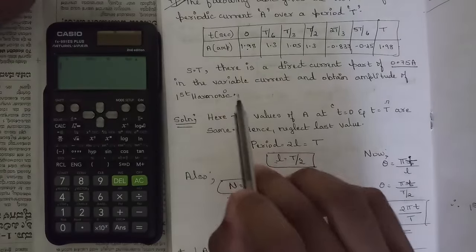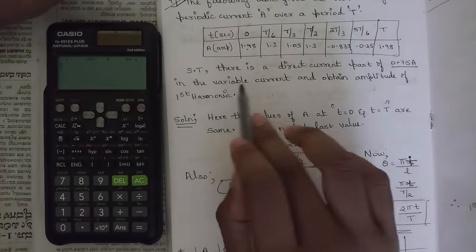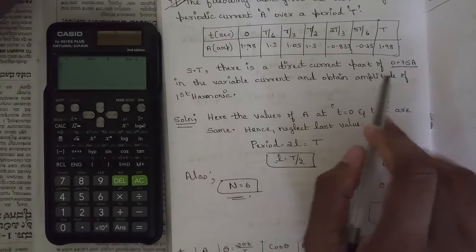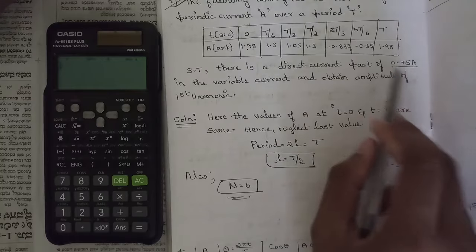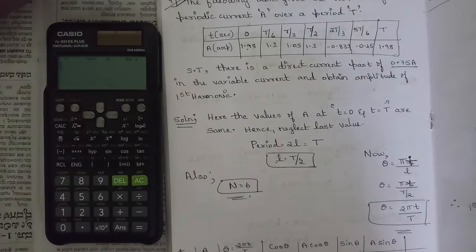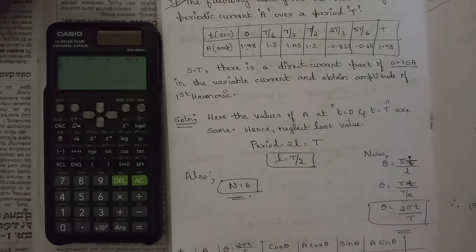So again there are a few parts, that is we need to show that there is a direct current part flowing that is equal to 0.75 ampere. So that we need to show that the constant term which we get, right, that should be the double of the direct current part. That is, we know that the final Fourier series will look like a naught by 2, right?